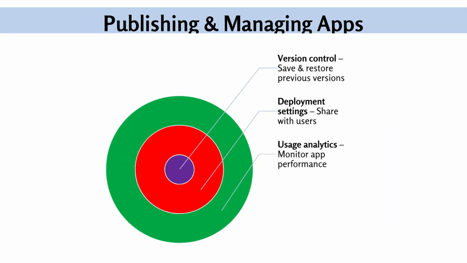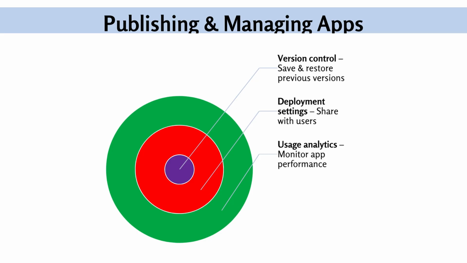Publishing and managing apps. Ready to launch? Head to the Manage tab to publish and configure advanced settings. Key functions include deployment check. AppSheet scans for issues and gives you a readiness checklist. User access. You can enable sign-in, public access, or restrict access to specific domains. App versions. Track versions and restore previous ones if needed.